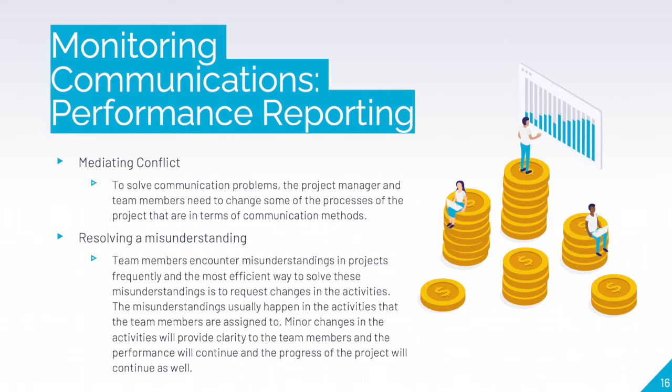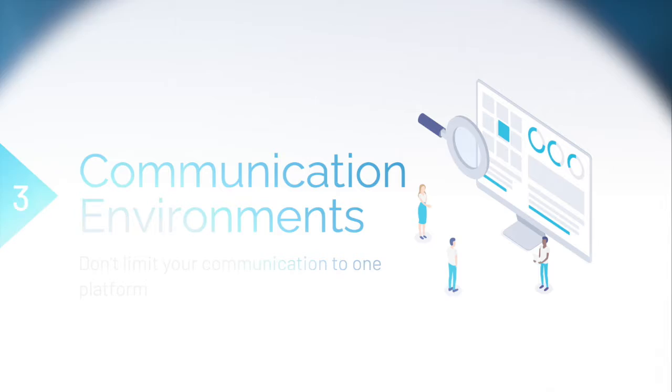Resolving a misunderstanding: team members encounter misunderstandings in projects frequently, and the most efficient way to solve these misunderstandings is to request changes in the activities. The misunderstandings usually happen in the activities that the team members are assigned to. Minor changes in the activities will provide clarity to team members, and the performance will continue, and the progress of the project will continue as well.